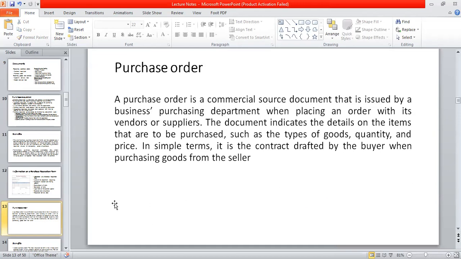So the difference between the purchase requisition and the purchase order: they serve the same purpose, but the difference is that the purchase requisition is mainly an internal document, while the purchase order is the external document whereby the purchasing department is requesting a specific order from the supplier.